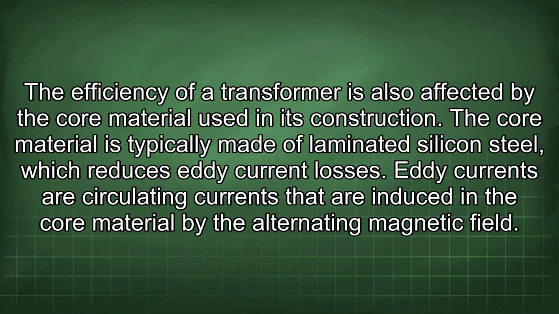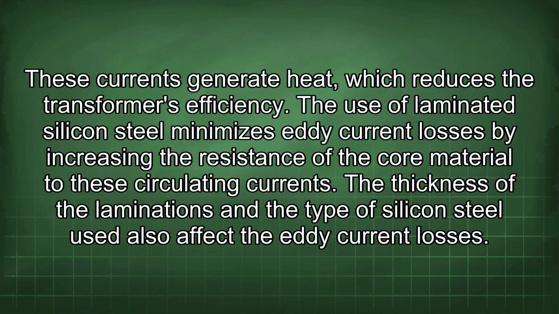The efficiency of a transformer is also affected by the core material used in its construction. The core material is typically made of laminated silicon steel, which reduces eddy current losses. Eddy currents are circulating currents that are induced in the core material by the alternating magnetic field. These currents generate heat, which reduces the transformer's efficiency.